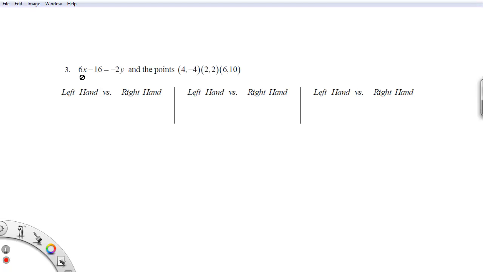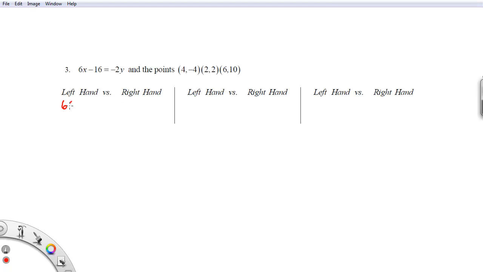Now what you can see here, the x and the y are on different sides, and the constant is on the same side as the x. But you still do the problem the same way. It really shouldn't matter. You just take your x and y values and put them where they belong.